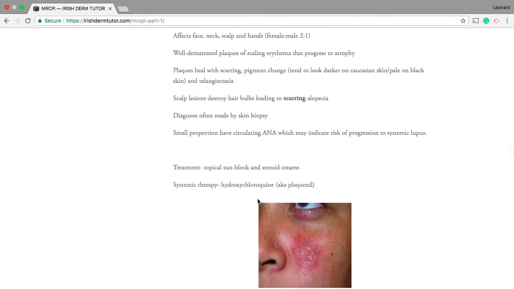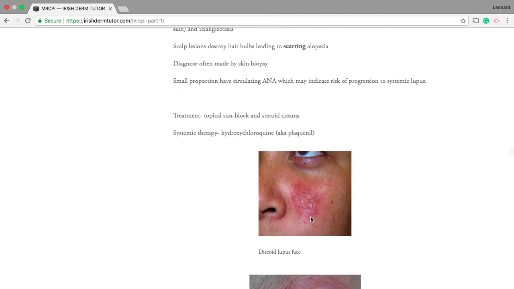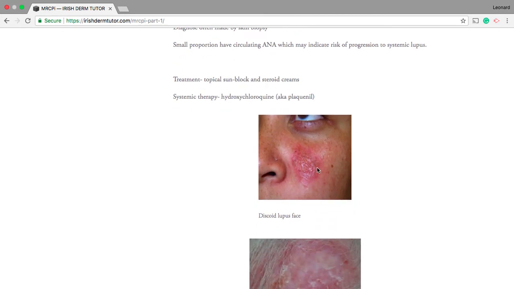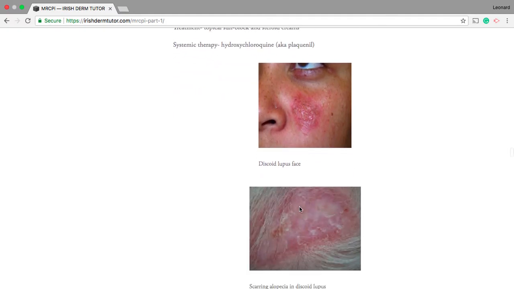Patients often present with well demarcated plaques which may have overlying scale. The plaques can then become atrophic and heal with scarring. They are often left with significant pigment change. The scarring often looks darker on Caucasian skin and paler on black skin, and you can also get telangiectasia within these plaques. Scalp lesions are common, and they lead to destruction of the hair bulbs, which can lead to a scarring alopecia. So if you look closely, you won't be able to see the follicular ostia in these areas.